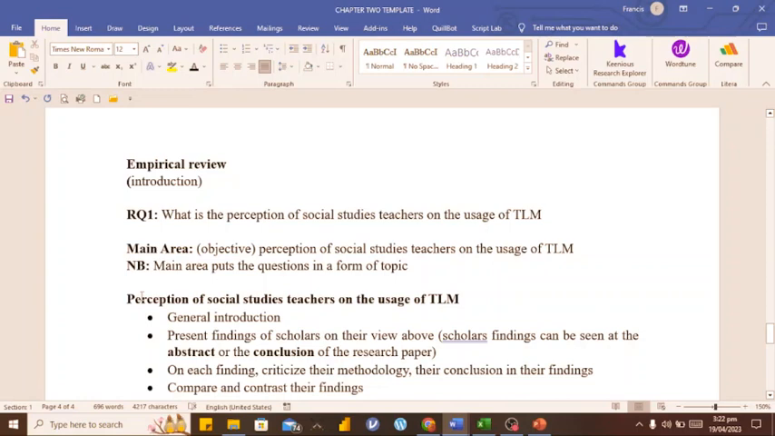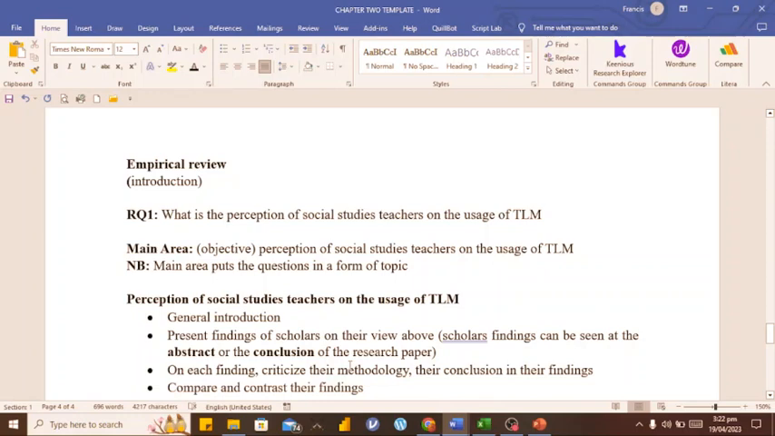Then when you start, you give a general introduction about what you are coming to do. Then you move to the various abstracts, the various scholars' articles. The abstract is where you see everything about the research. So here you summarize the findings of what the various researchers or scholars are saying. Then you also try to criticize each finding, their methodology, their conclusion. You have to identify gaps.